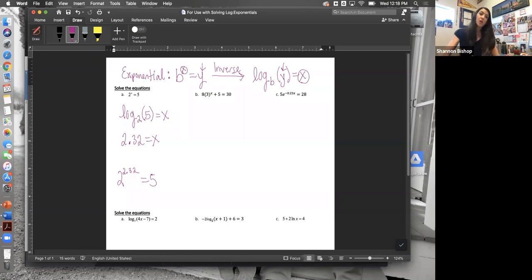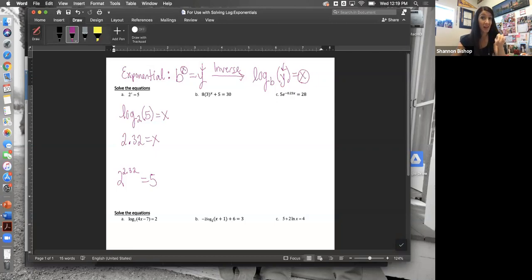Okay, moving on. So the main thing though, part A, you like that? Part A was so quick, so to speak, because it was already ready to be turned into a logarithm: bases, powers, results.